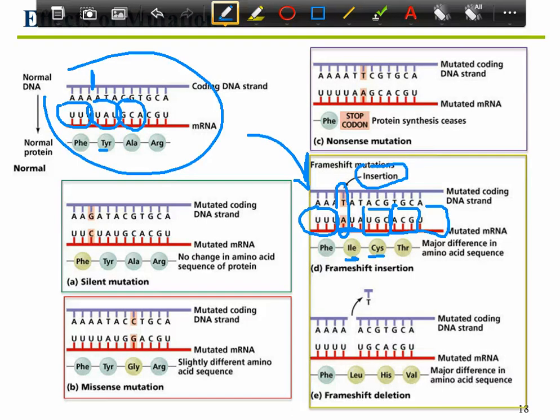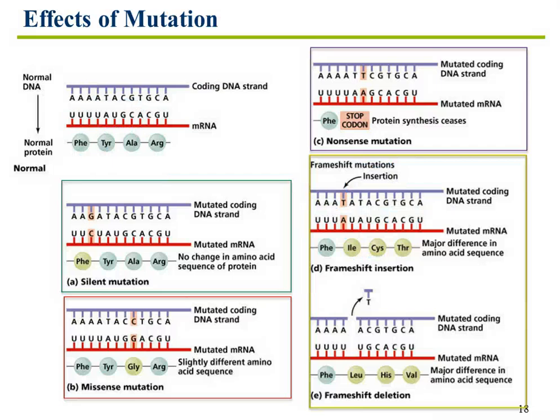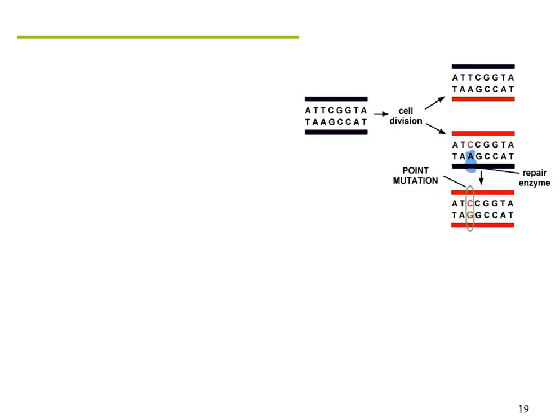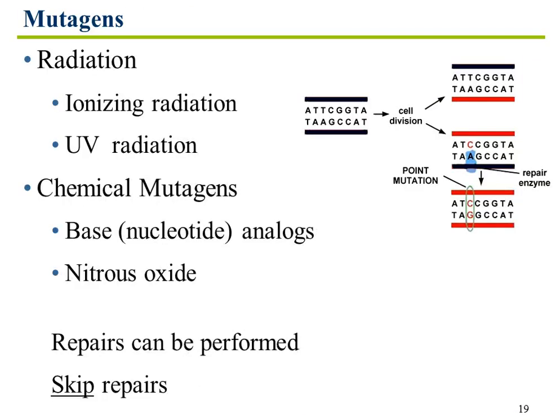Now on the bottom, right below that, you see a deletion, where base pairs are taken out during the DNA replication. So now all of the codons are shifted to the left, and all the amino acids from that point onward are wrong. So this is usually more devastating to the cell, causing death. Something that causes a mutation is called a mutagen.